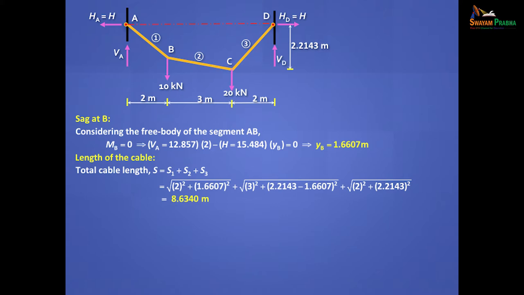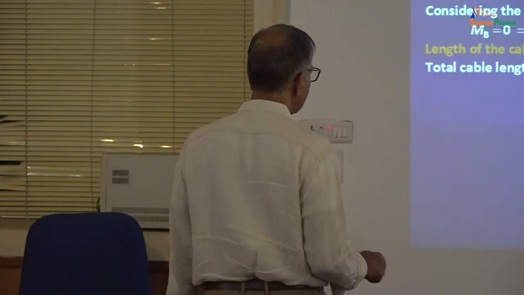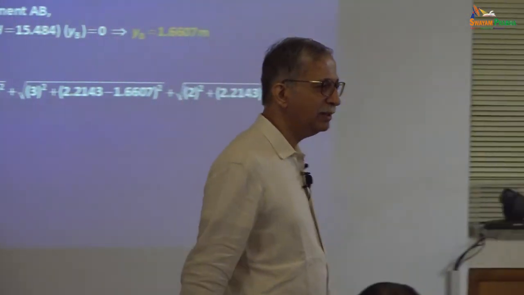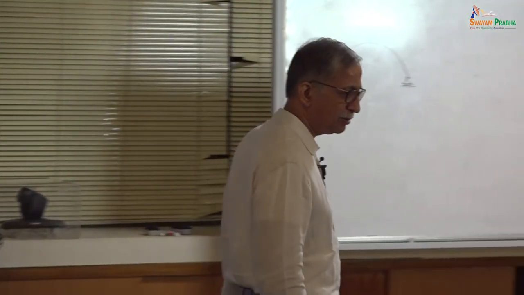And how do you find the length of the cable? It's just a sum of the lengths of these three parts. You have the coordinates of B and C, so you can easily do this. 2 squared plus this height squared is this segment. 2 squared plus this squared, square root is this segment. And this change in elevation between this and the quantity which you just calculated. So common sense, right? Very simple, straightforward problems in cables are sorted like this.